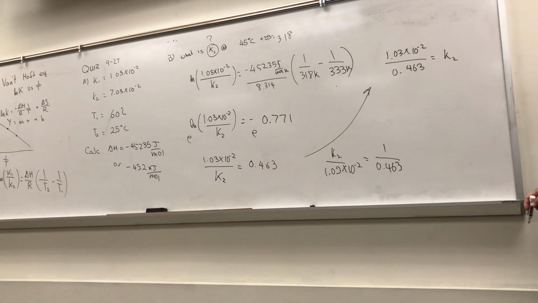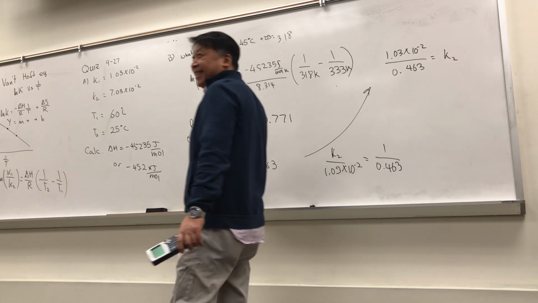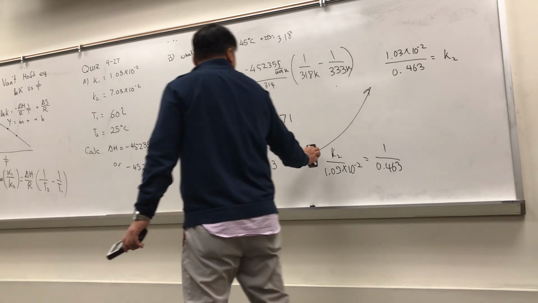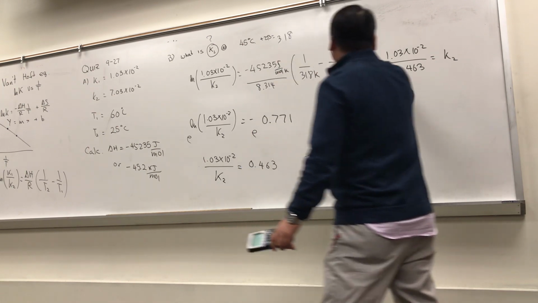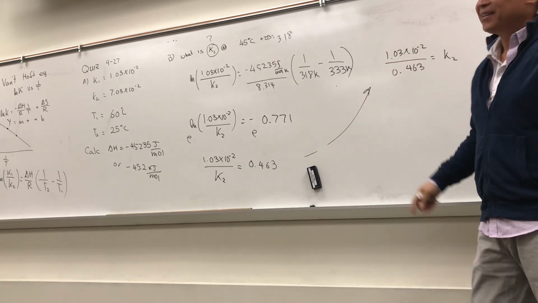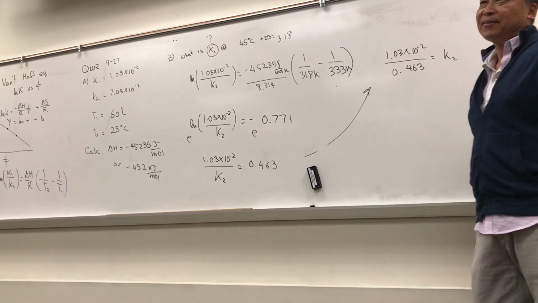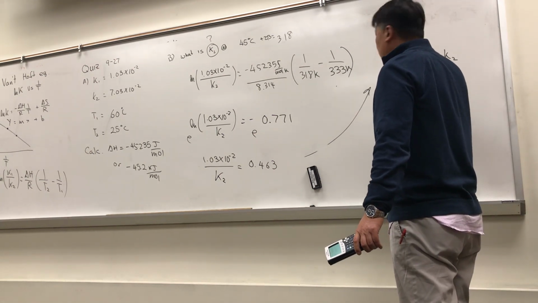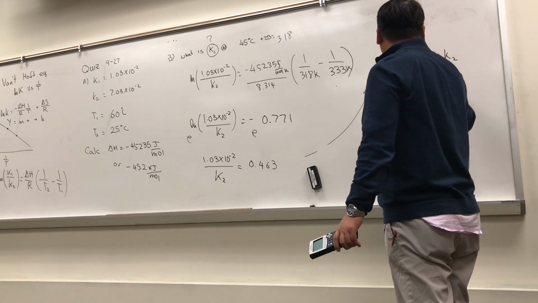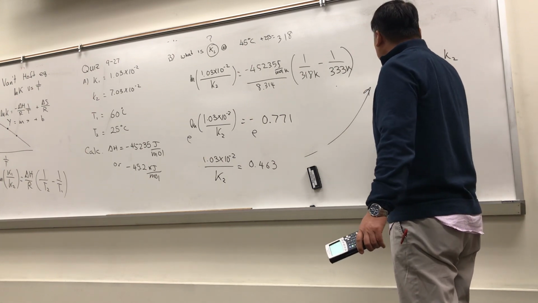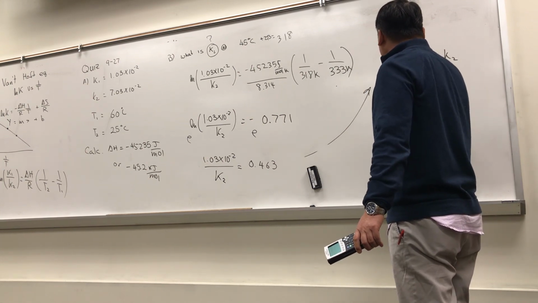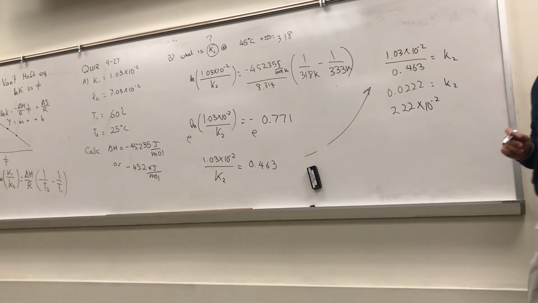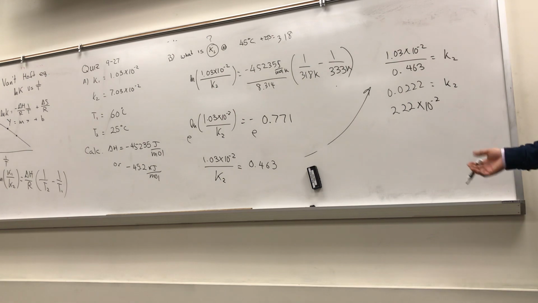Okay, you tell me, how do you do this then? Multiply K2 on both sides and divide by 0.464 and keep it moving. Somebody do this. It's 0.0222. Is that correct? So this is 2.22 times 10 to the negative 2. That's what I got.